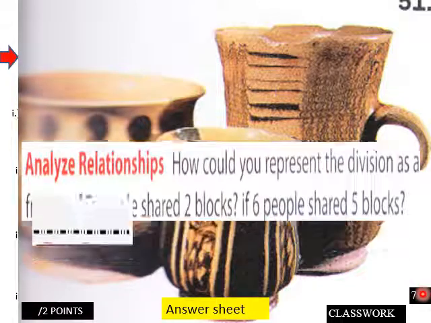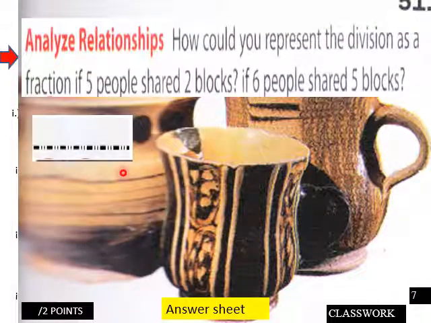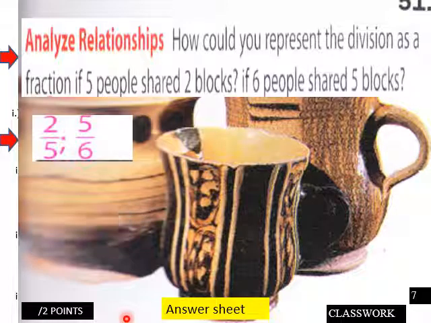Classwork, page 7. Analyze relationships. How could you represent the division as a fraction if 5 people shared 2 blocks? If 6 people shared 5 blocks? So we would be 2/5 for this question here. 2 blocks will be divided 5 ways, and then 5 blocks divided 6 ways here.